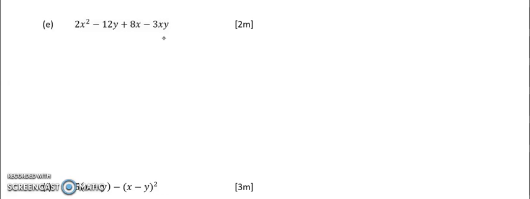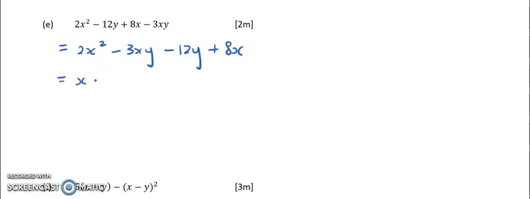Okay, again, I see 4 terms. But looking at the first 2 terms, 2x squared minus 12y, I don't have any variable in common that I can take out. So I might want to take out an x, so I'm eyeing the last one. I'm going to write the last one here. As long as you have something in common, you can use the grouping method. So given the first 2 terms, I can see that there's a common x.